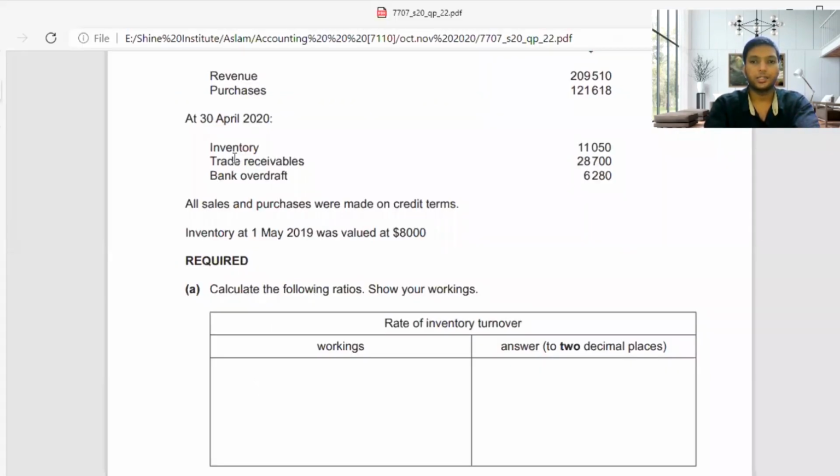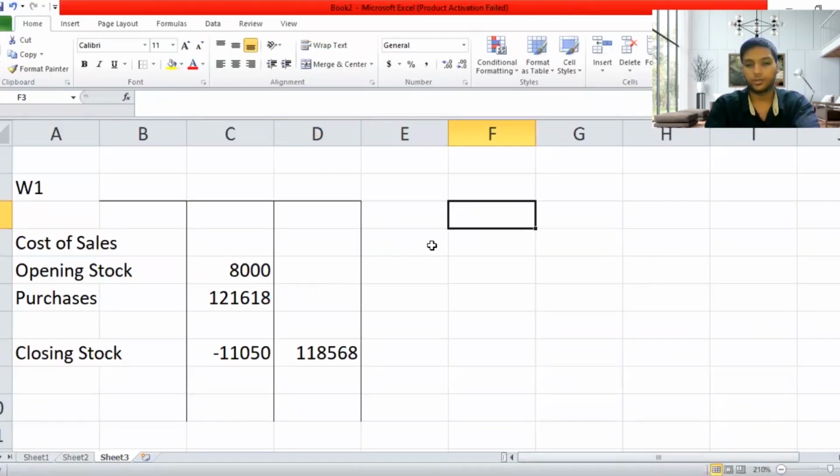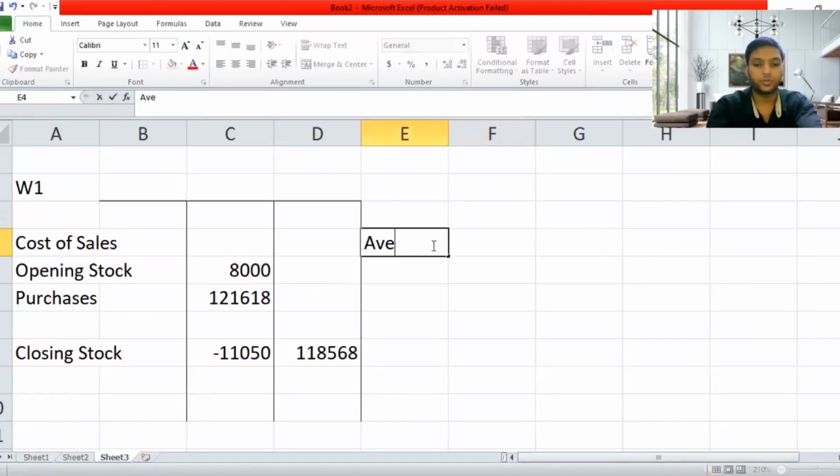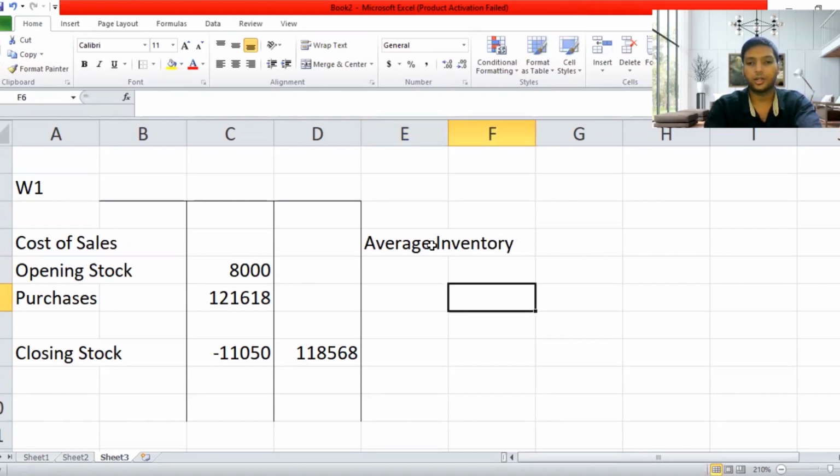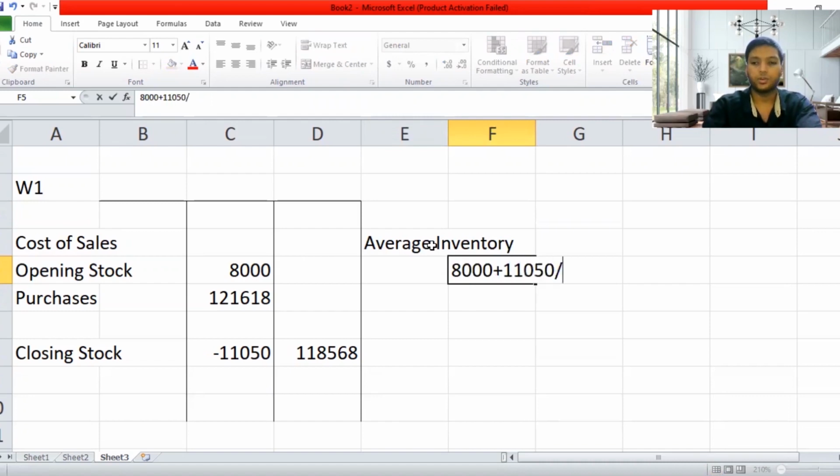I just wanted to find one more thing before we move on. One, I found cost of sales. The other one is average inventory, which I should find. So how do I find average inventory? As I said, take your opening stock and closing stock and divide by 2. So opening stock is 8,000, closing stock is 11,050, so divide by 2. If I use the formula, I'll be able to find it. 8,000 plus 11,050 divided by 2 is giving me what on earth? I didn't put a bracket, that's the problem.